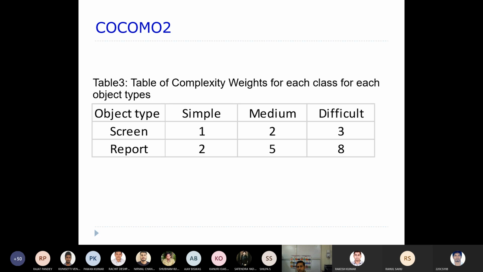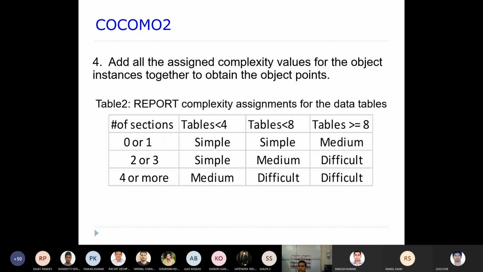As I told you, let's say you have 3 instances of screen: the first instance is simple, the second is medium, the third is difficult. Then what is the number of object points for the screens? It is 6, because you have 3 instances and 3 different classifications. Similarly for reports. The number of screens and reports that are part of a component will be added together to find the number of object points. That is what is carried out as part of the fourth step.